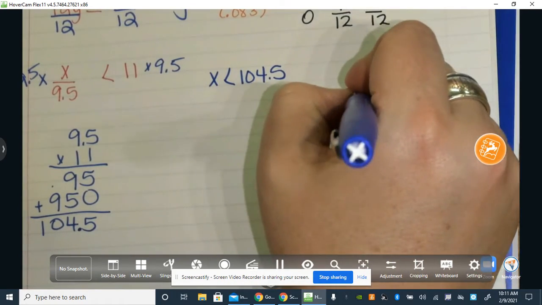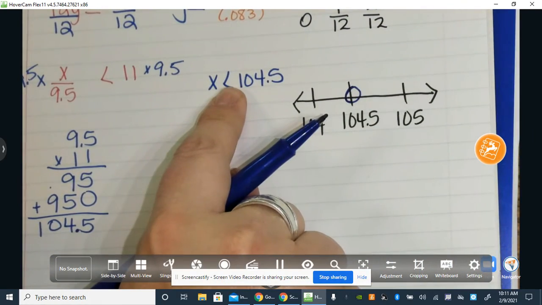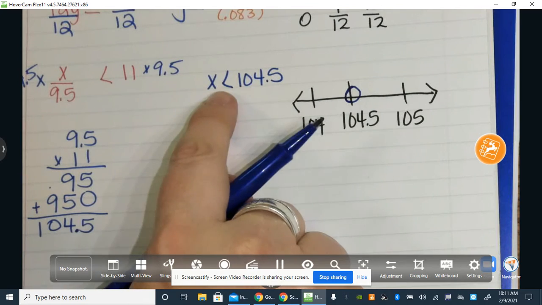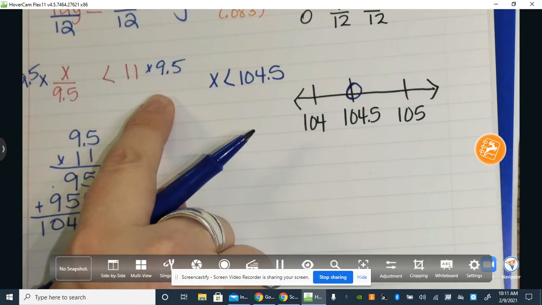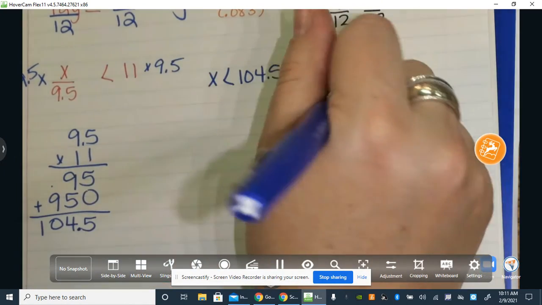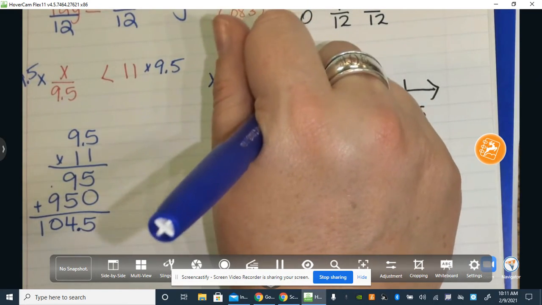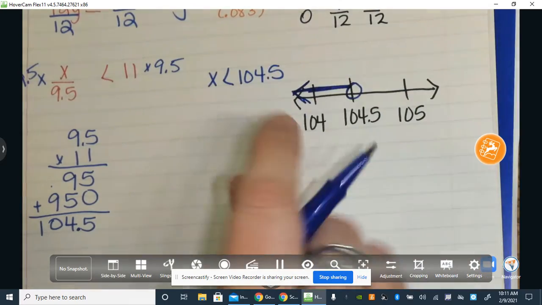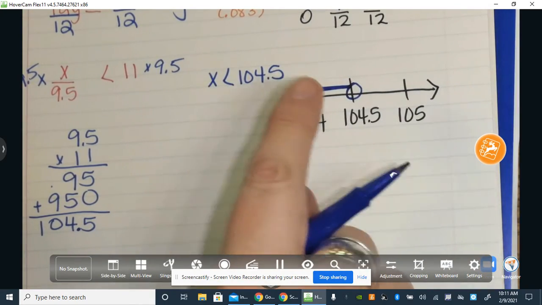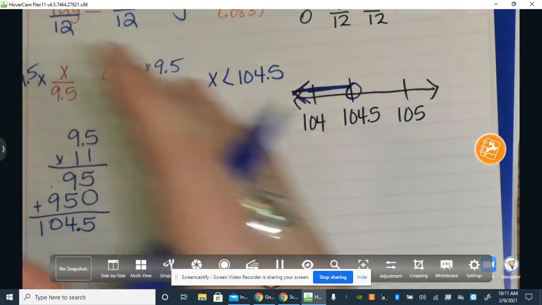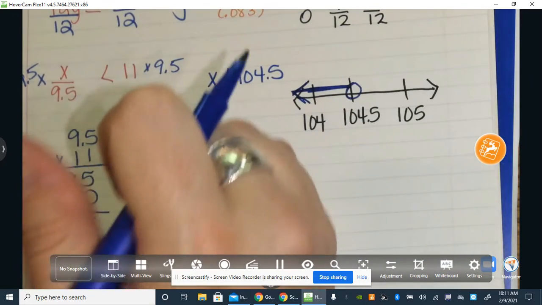So I have a circle. I'm not shading it in because it's not going to be equal to, and it's saying all numbers less than 104.5. So less than, I'm going to the left, and I'm drawing my arrowhead. Guys, you need to make sure you draw your arrow because it just doesn't stop right there. It continues on. It's continuous.